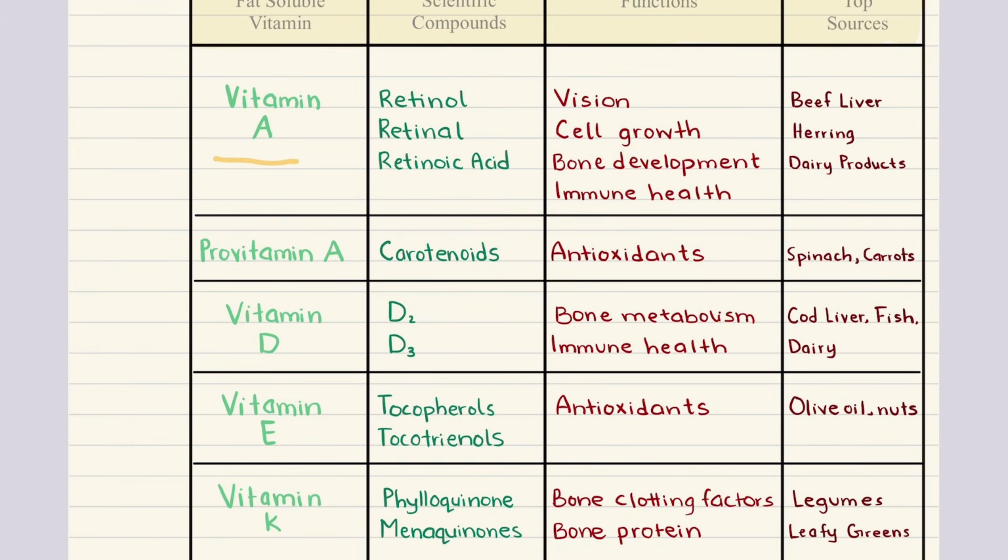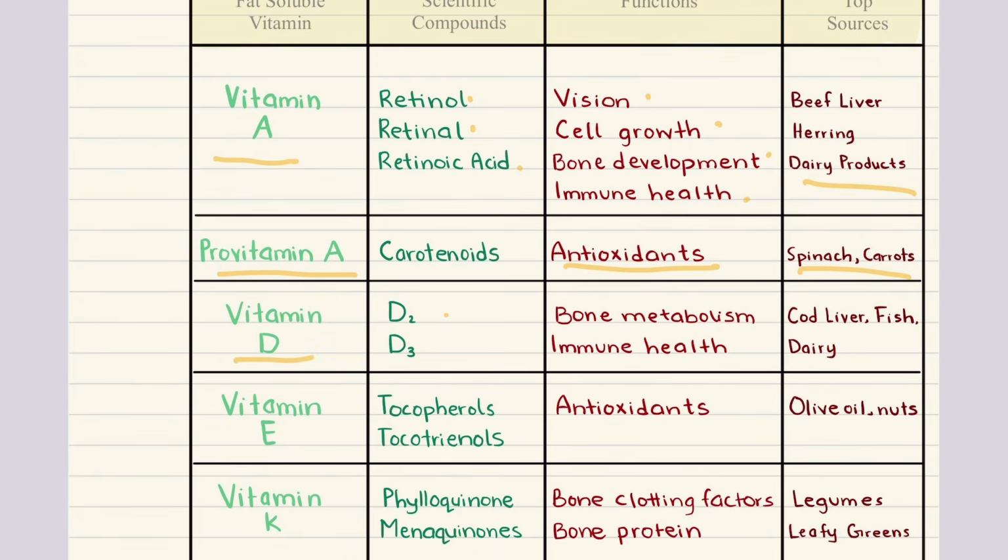Vitamin A includes compounds like retinol, retinal, and retinoic acid. These are essential for vision, cell growth, bone development, and immune health. And good sources include beef, liver, and dairy products. Provitamin A refers to carotenoids, which are antioxidants that are found in colorful vegetables like carrots and spinach. These can be converted into active vitamin A forms in the body.